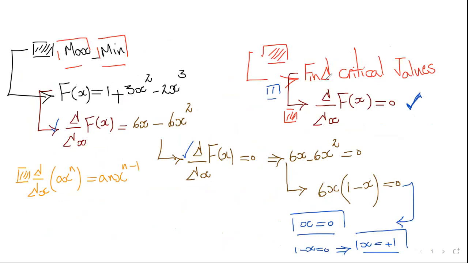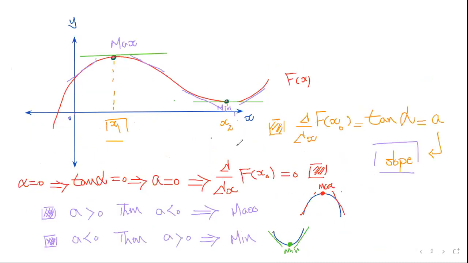The first step was to find the critical values. What are the critical values? They are the roots of the derivative of the function. We find them as 0 and 1. The second thing was that, remember this one. We said that these critical values are the points essentially where the tangent is parallel to the x-axis.